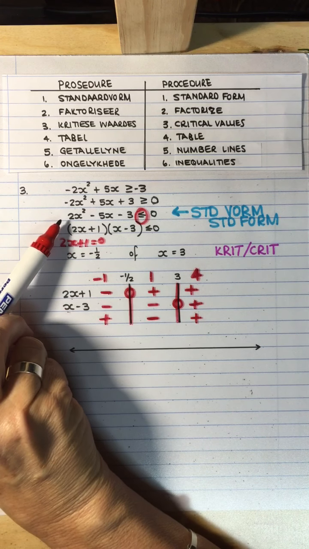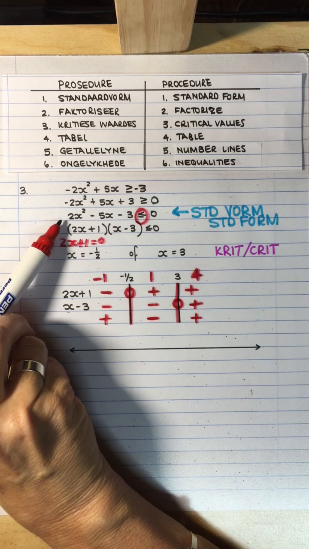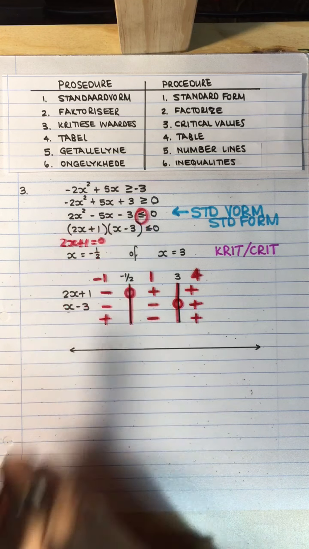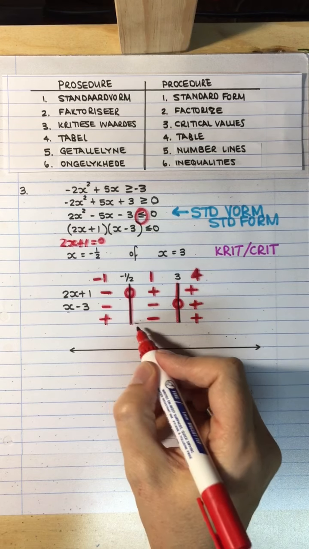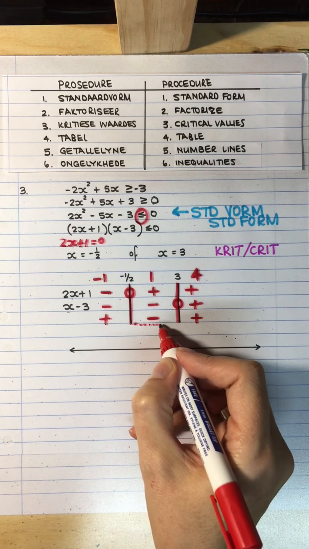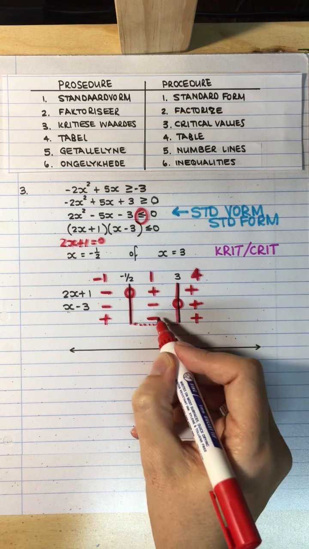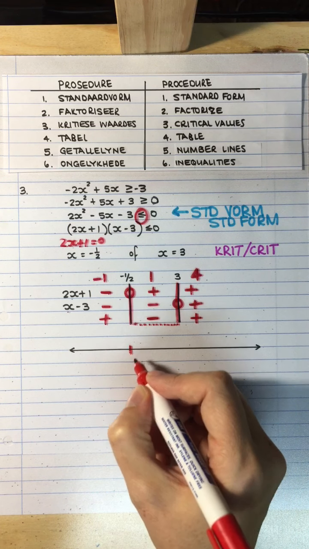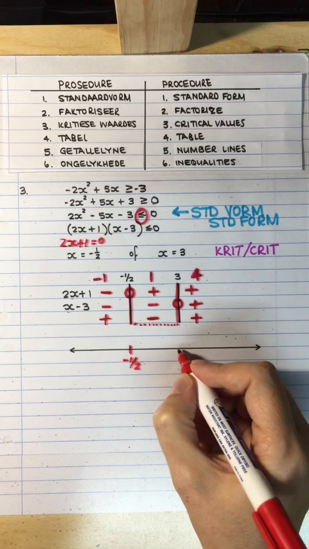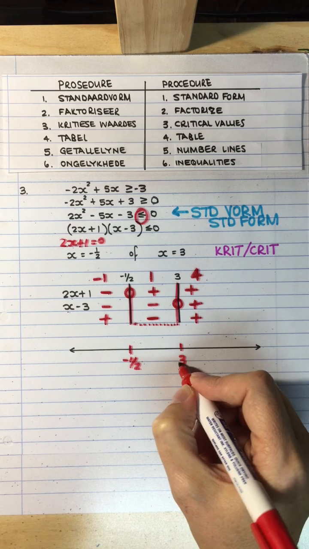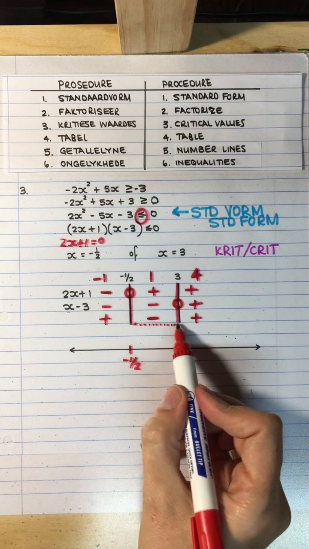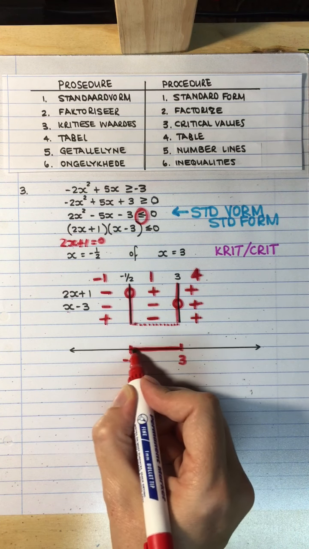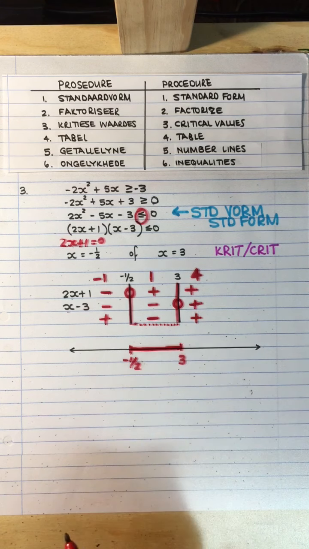Looking back at the standard form, I will notice that I need to find all the values that are smaller or equal to 0. It means that I am looking for negative answers over here. So I will bring down the critical values to my number line. And since I'm looking for the negative values, I will find my solution between these 2 values.